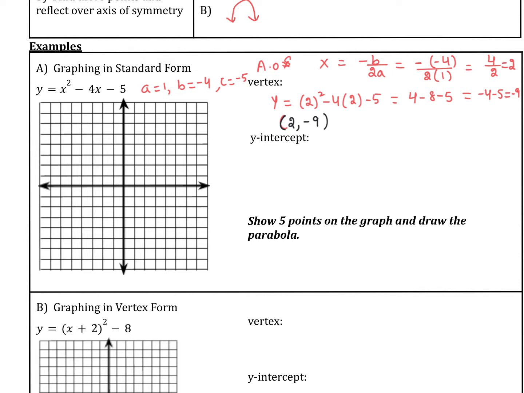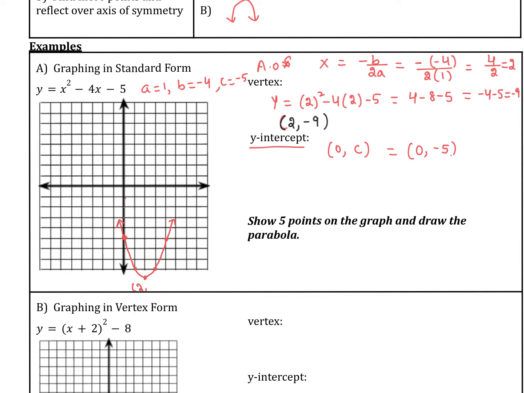According to this graph, with 2 comma negative 9 as the point, you follow the pattern. First you find the y-intercept. The y-intercept is 0 comma c, which is 0 comma negative 5. So counting 1 2 3 4 5, this is the point for the y-intercept, and the opposite of this one should be this point, up 1 over 1. Once you find these, connect them as a smooth graph, and you get the parabola, which has at least 5 points.